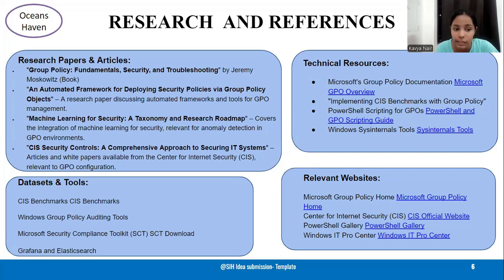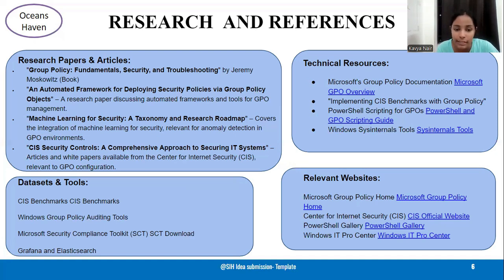Machine Learning for Security: A Taxonomy and Research Roadmap. This paper covers the integration of machine learning for security, which is relevant for anomaly detection in GPO environments. CIS Security Controls: A Comprehensive Approach to Securing IT Systems. This includes articles and white papers from the Center for Internet Security, essential for GPO configuration.